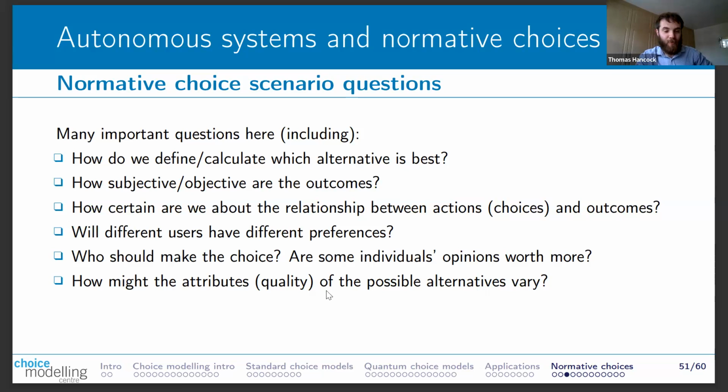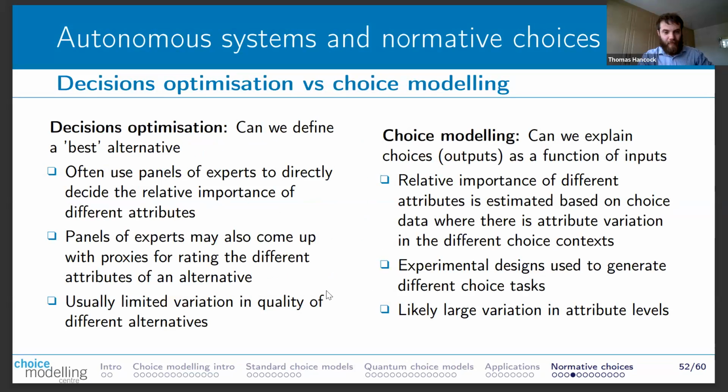And how the quality of possible alternatives might vary is also a big one. So if there's a large variation, then it's a more complicated choice context, and that's going to really muddy the waters. So now I'm going to take a step back and think about this idea of decisions optimization, which I talked about at the start, versus choice modeling.